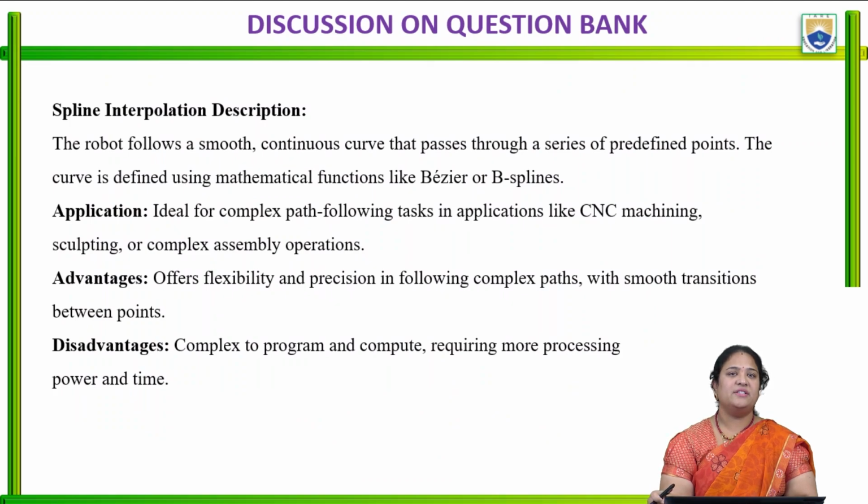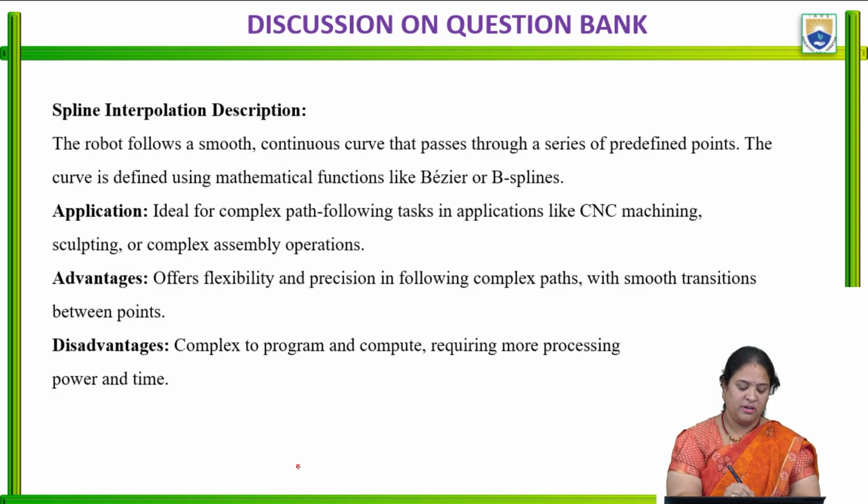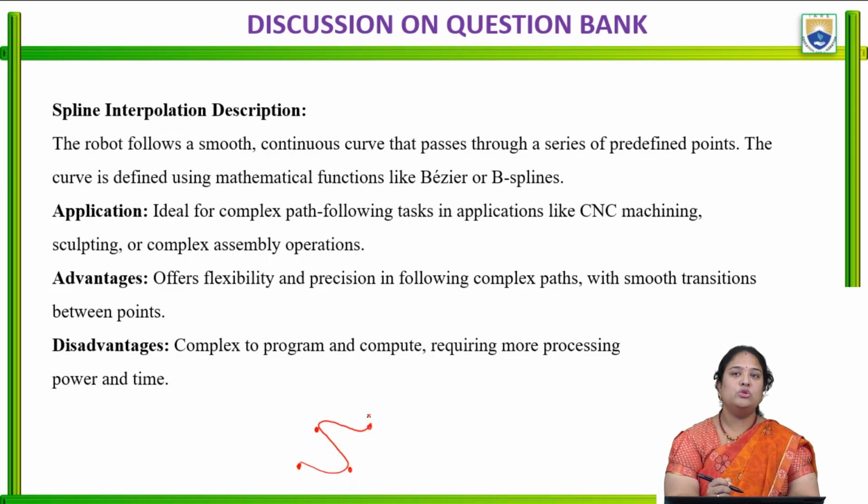Next, the fifth one is spline interpolation. Spline interpolation is whenever we require a continuous curve that passes through a series of predefined points. For example, one point, another point, and we have another point here. Whenever we require a smooth, continuous curve through the predefined points, the curve is defined using a mathematical function like a B-spline.